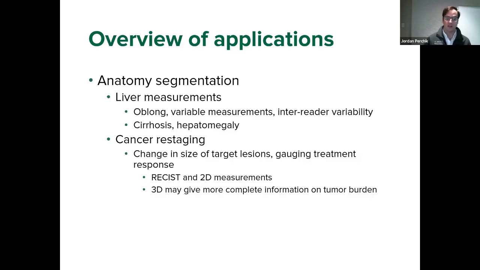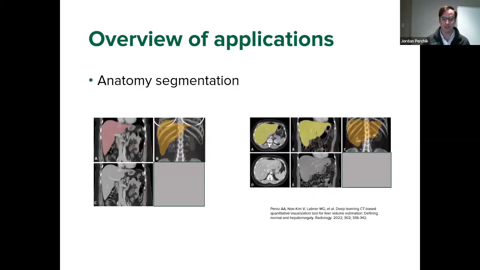We can provide 2D and 3D measurements and give a more complete look at how tumor burden is changing over time. Because for anybody that reads a lot of cancer imaging, measuring, remeasuring, and remeasuring again along target lesions can be very laborious, and having an AI application do this automatically and consistently between studies is very helpful. So this is just an example of what these can look like.